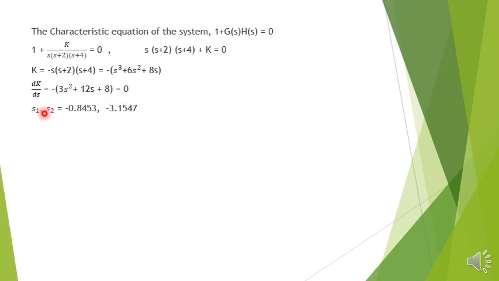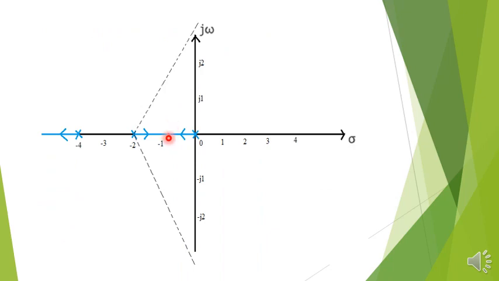I'll get two roots, s1 and s2, equal to minus 0.8453 and minus 3.1547. So these two are the roots of dK/ds. These two are the possible breakaway points. But we need to validate whether each is a valid breakaway point or not. One way is to validate using the angle condition. If the angle of G(s)H(s) at this point is minus 180 degrees, then we can say it is part of the root locus, meaning it is valid. Since these are real values, we can check from the graph plot itself. So this minus 0.8453 comes here, right?